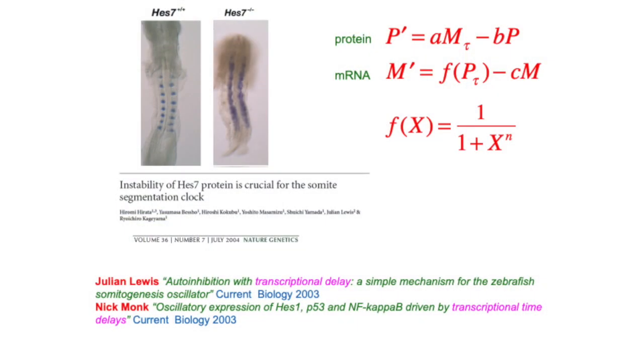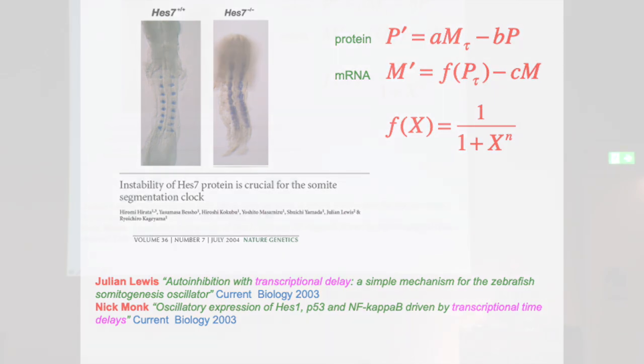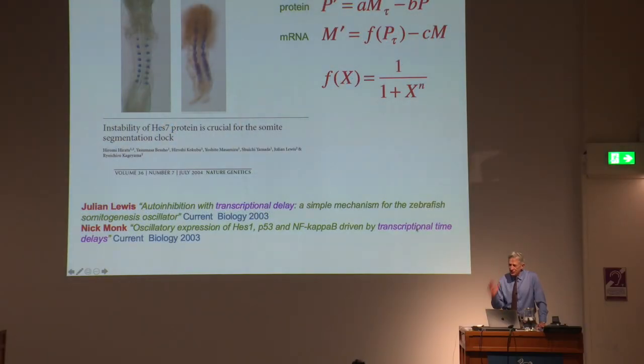Very pretty work by the late Julian Lewis and Nick Monk also stressed the importance of time delays in negative feedback loops, that transcriptional delays provide sufficient time delay to get the time delay plus negative feedback mechanism going, so that they can account for oscillations.